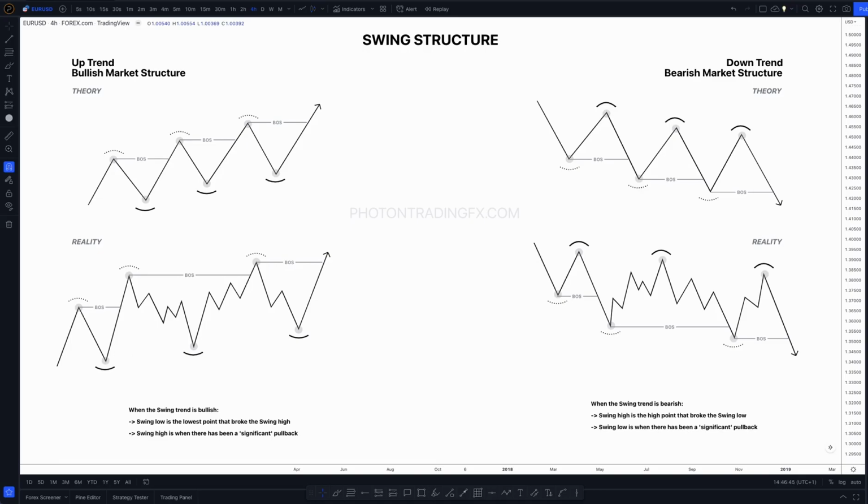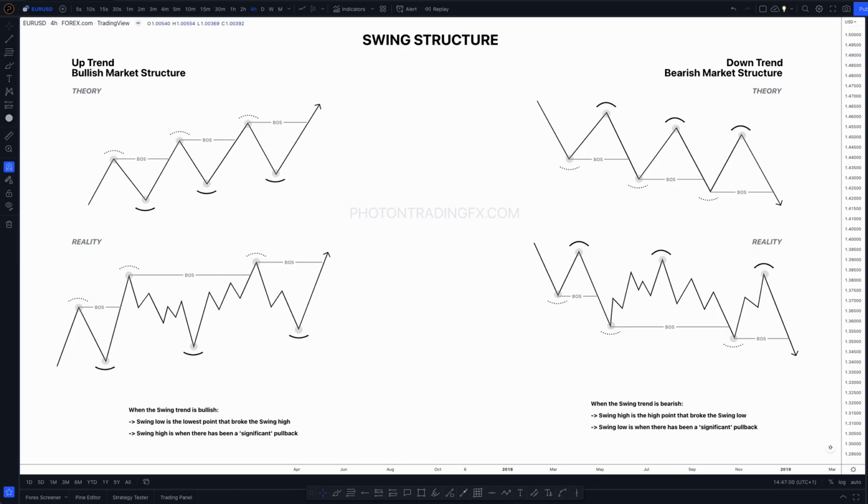Because if you get your swing structure correct, along with all of the other confluence you're going to be learning, generally that's going to help you be on the right side of the market far more often than not. Okay, so without further ado, let's dive into it.